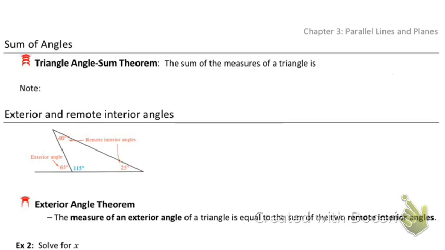Sum of angles. Does anyone know the sum of all the angles of a triangle? So if I add angle 1 plus angle 2 plus angle 3, what does that equal? Cece? 180. It equals 180. Yeah. So we could have something like angle 1 plus angle 2 plus angle 3 equals 180.